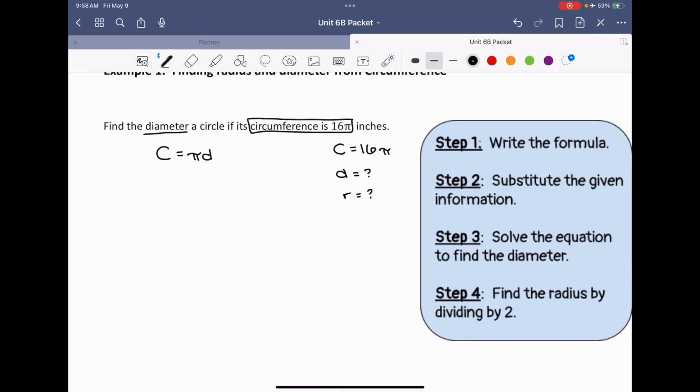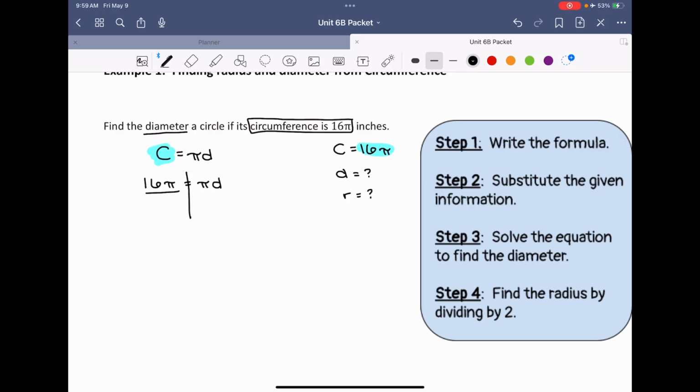So let's go ahead and plug 16 pi in for C. So that means I'm taking 16 pi and plugging it in where C is. So I shouldn't have C equals 16 pi. I should have 16 pi equals pi times the diameter. And if you'd like to change diameter and put an x, you can, but my recommendation is just to leave it as the letter d for diameter. And you're just going to solve for your variable, so solve for d.